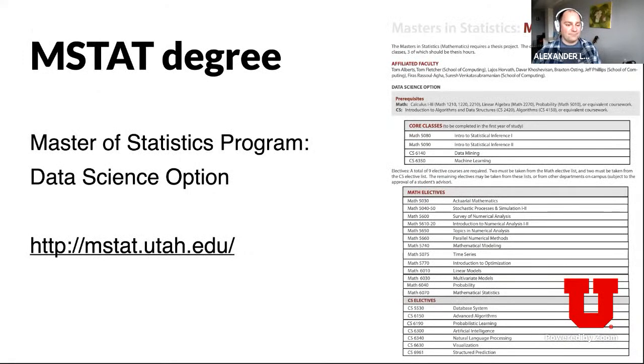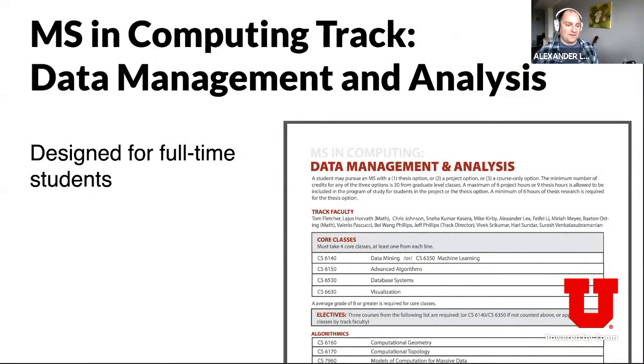There are also degree programs, such as the MStat degree, which is the Master of Statistics program, which has a data science option. You can look at that program at mstat.utah.edu. Of course, we have a master's program in computer science, but there's one specific to data management and analysis. This is designed for full-time students. The MStat, I think, is more accommodating to people who work at the same time. This one typically assumes that you're a full-time student, and it has various core classes related to machine learning, data mining, data management, and so on.